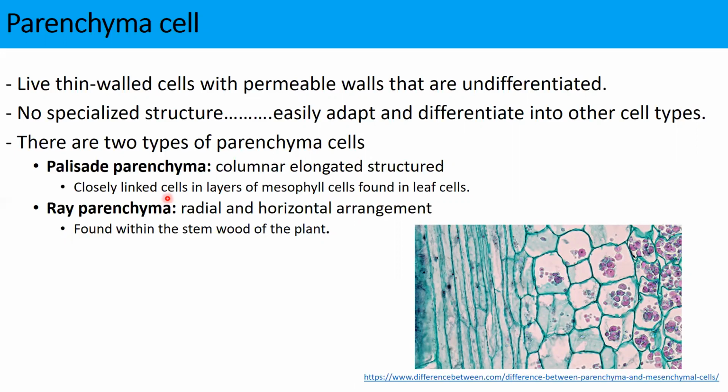Palisade cells are columnar, elongated cells found in a variety of leaves, present beneath the upper epidermal tissues. These cells are closely linked in layers of mesophyll cells found in the leaves. Ray parenchyma has both radial and horizontal arrangement, and these cells are mainly found within the stem of woody plants.